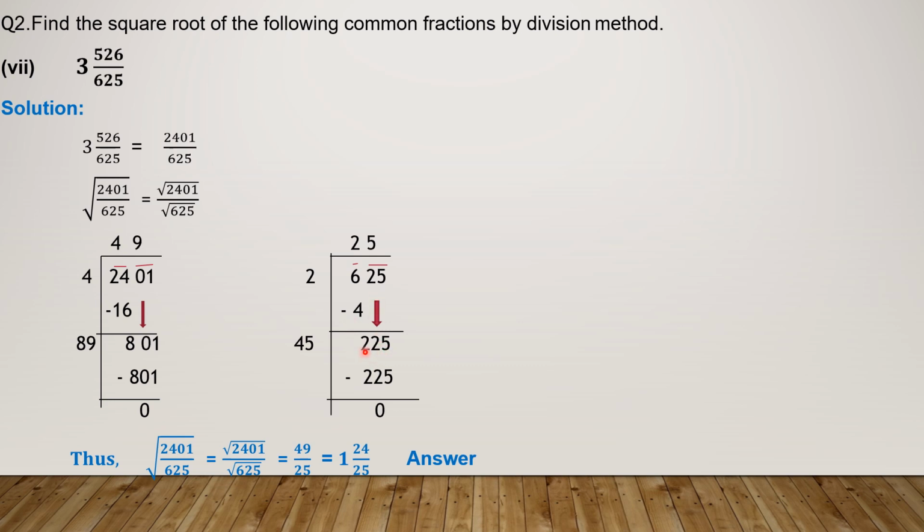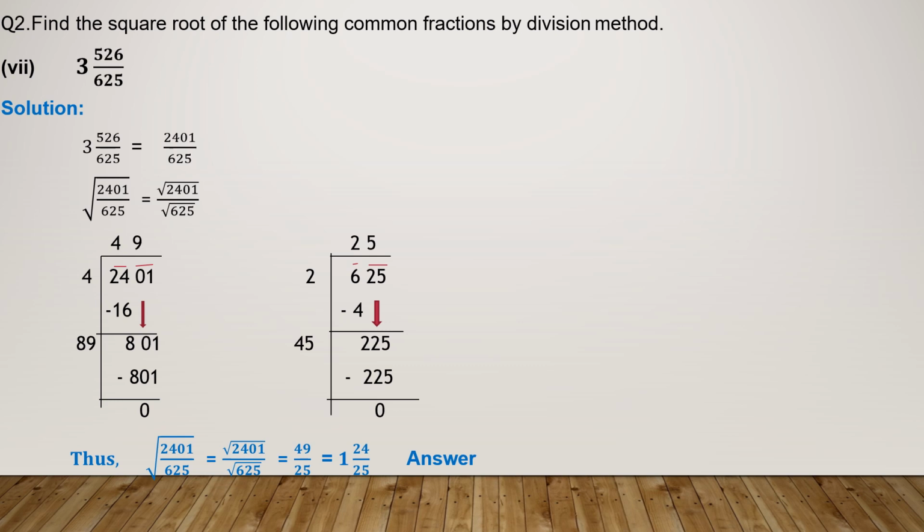Now you have the number 225. For 225, you will select a new divisor. How will we make the new divisor? 2 plus 2 is what? 4. With 4, you have to guess a number. For example, if with 4 you are guessing the number 4, then you will multiply 44 with 4. Your product must be equal to 225.